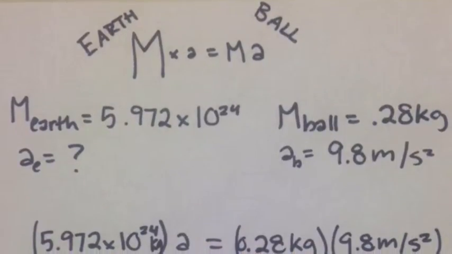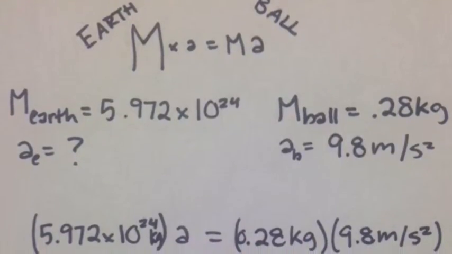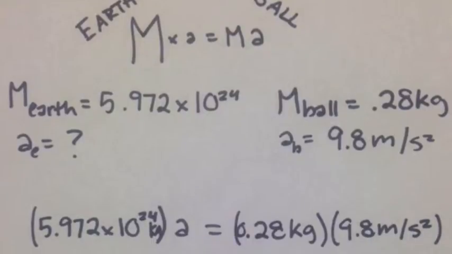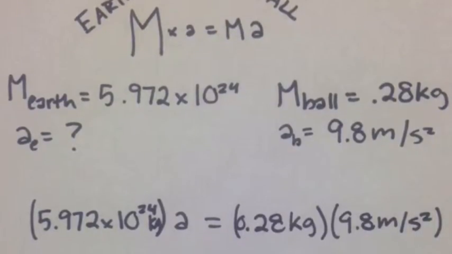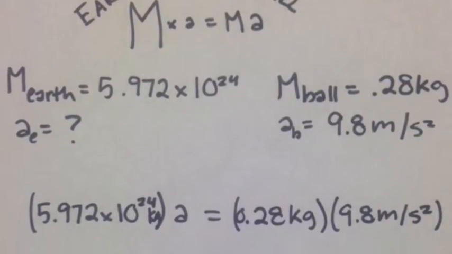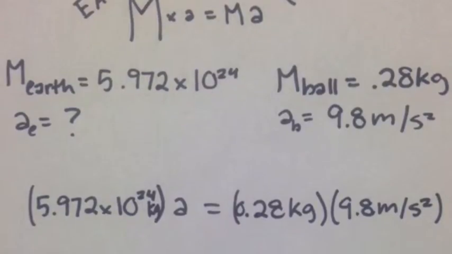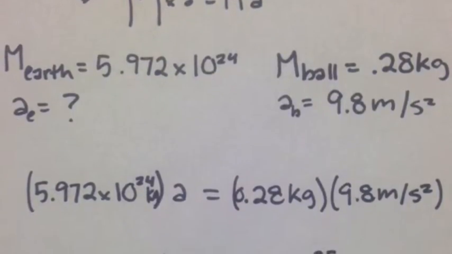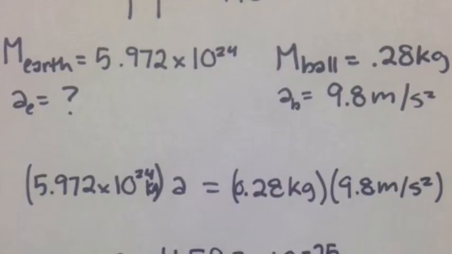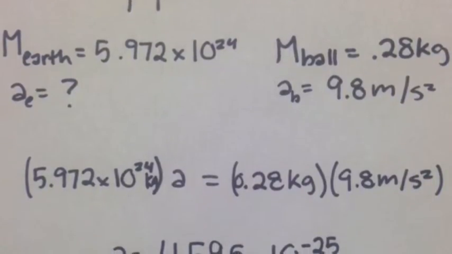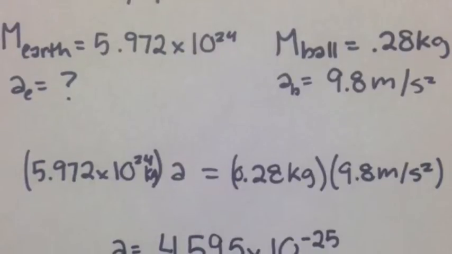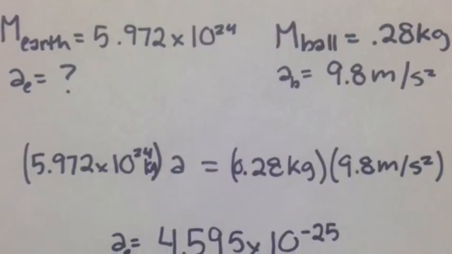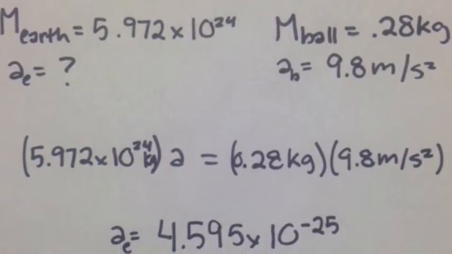To find the acceleration of the earth towards the ball, we can use the fact that both of these forces are equal. The mass of the earth equals 5.972 times 10 to the 24. The acceleration is what we're trying to find. The mass of the ball equals 0.28 kilograms, and the acceleration of the ball towards the earth is gravity, which is 9.8 meters per second squared.